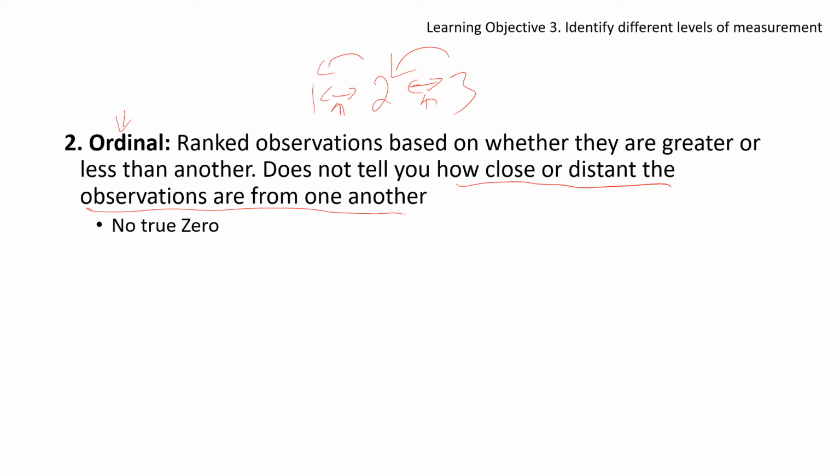Just like with nominal, there's no true 0. If we had a 0 here, that doesn't mean that the person in the race who got a 0 at the finish, let's say they got a 0 because they didn't finish, that doesn't mean the absence of a position or the absence of whatever it is we're measuring. It just means that they were given a 0. And that 0 is before 1.